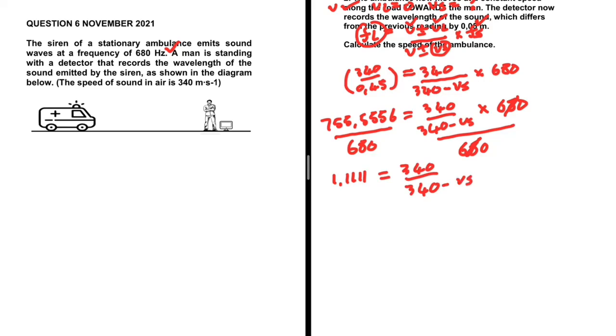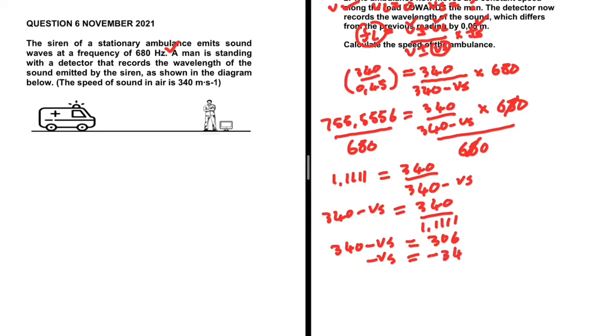So we can rearrange this and have 340 minus VS equal to 340 divided by 1.1111. I'm getting 340 minus VS equal to 306. So minus VS will be 306 minus 340, which is minus 34. If we divide both sides by minus 1, VS should be equal to 34 meters per second.